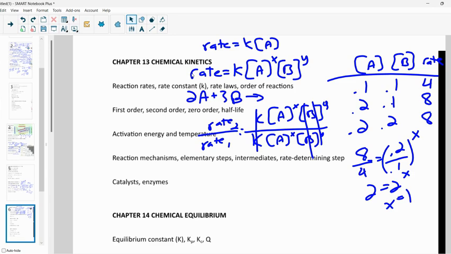We would consider this then first order reaction, first order with respect to A. Right. The order of the reaction. If B was also first order, the overall order would be second order, because we just add together x plus y.